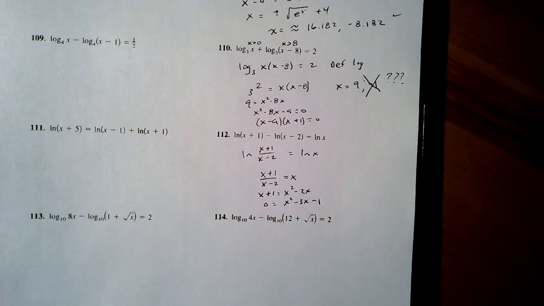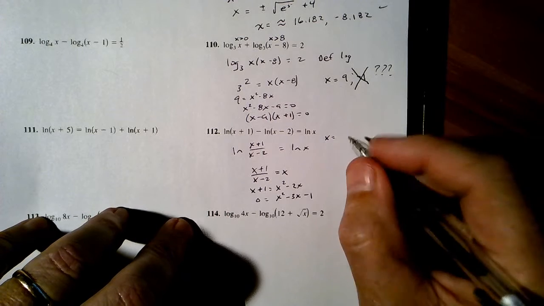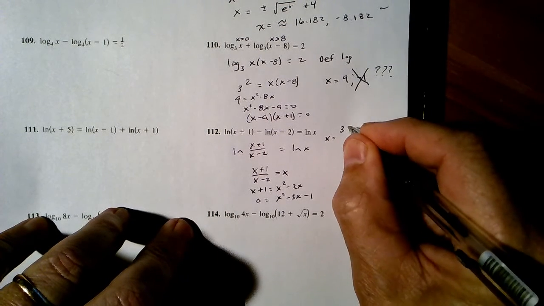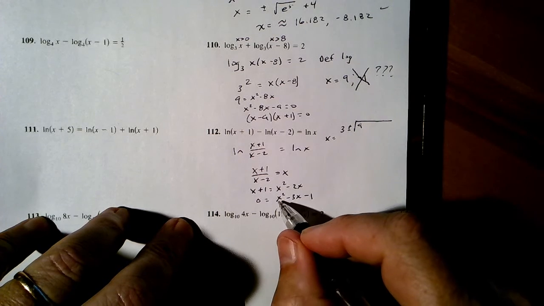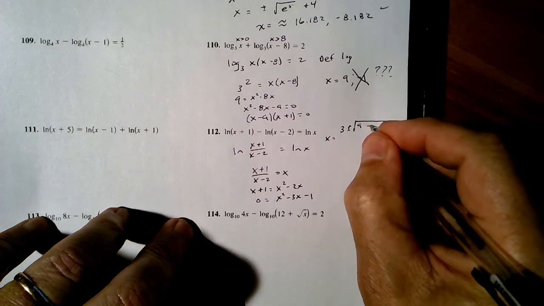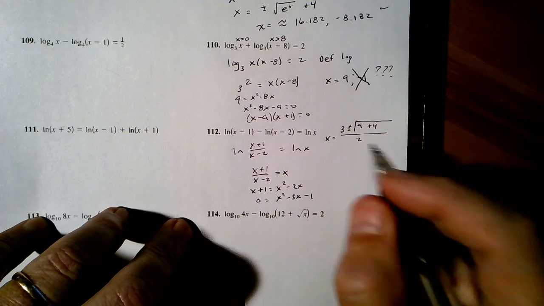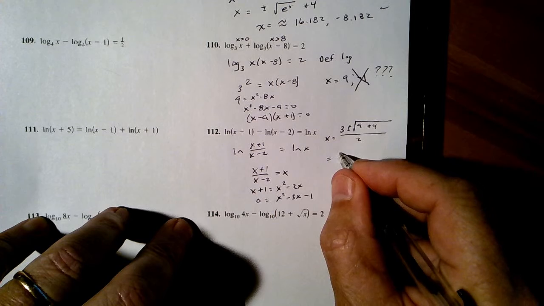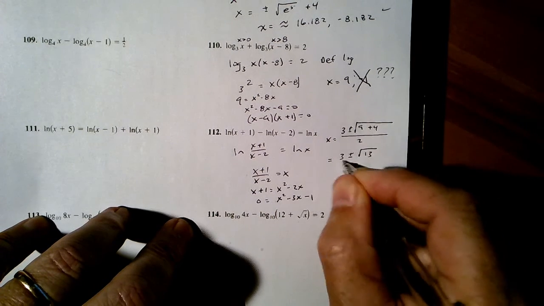Oh, yuck. But can we solve that? We can solve it with the quadratic formula. I believe there are solutions to this thing. So we get x equals the opposite of b, 3, plus or minus the square root of b squared, 9, minus 4 times 1 times negative 1, plus 4, all over 2a, 2. That is x equals 3 plus or minus the square root of 13 on 2.